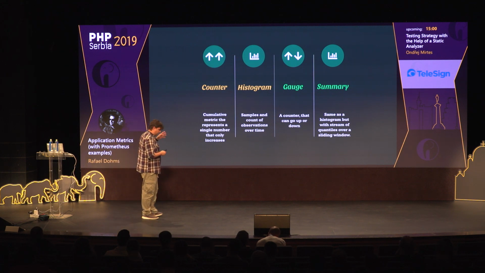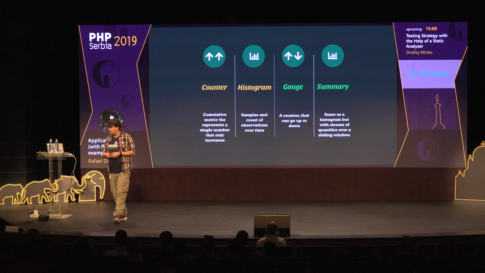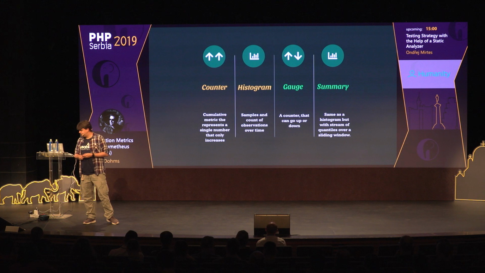Prometheus offers 4 types of metrics. The first one is a counter, which is simple, right? It's either up, +1, +5, +10. And there you can use labels. In all of these, you can use labels. I'll talk about them in a little bit.